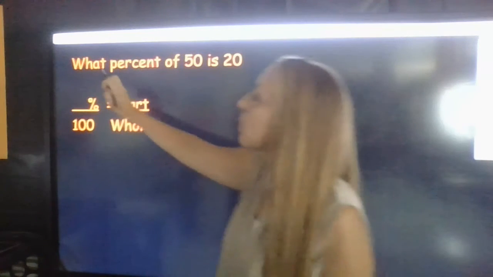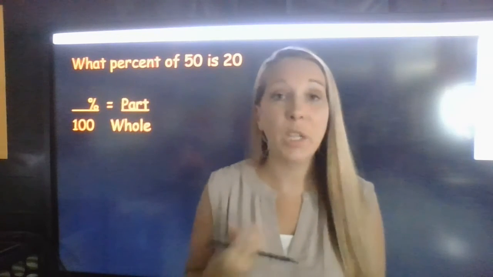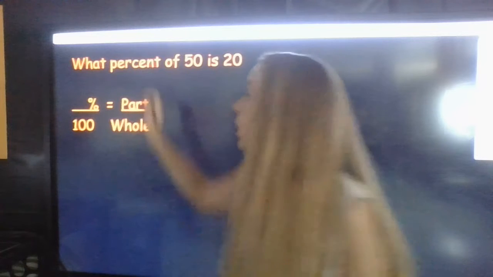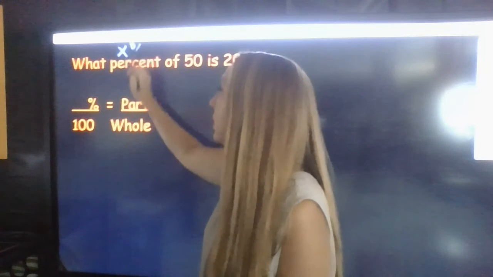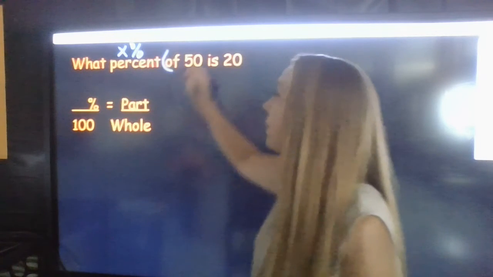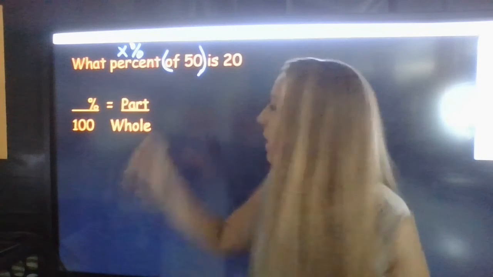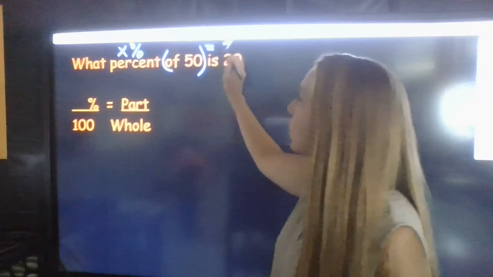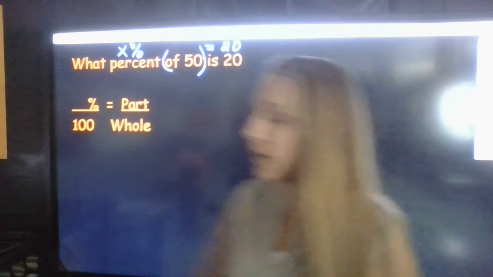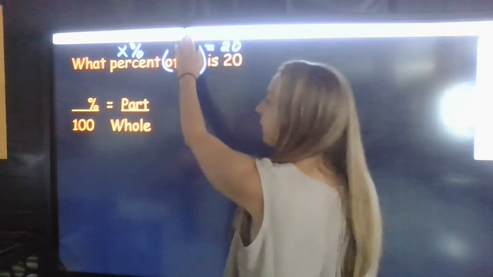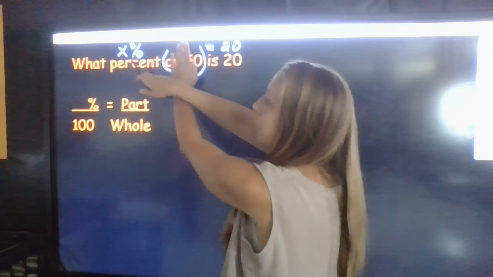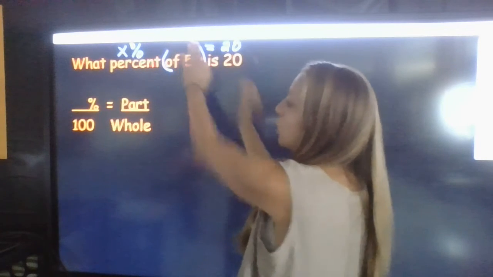All right, this one, what percent? Now in this problem, we do not know the percent. So we have an X percent of 50. Now remember we talked about a while ago that preposition, of 50. I'm going to show y'all that in just a second. But we got is 20. So let's take a second and take out this "of 50." So what we have is X percent equals 20.